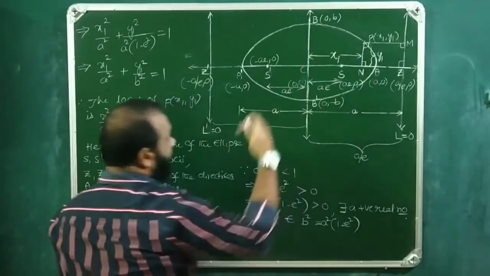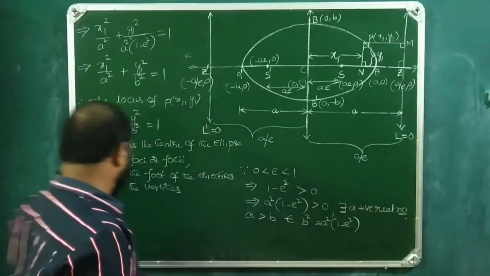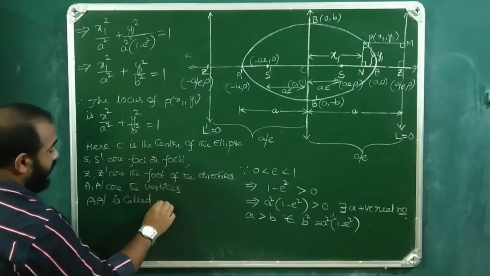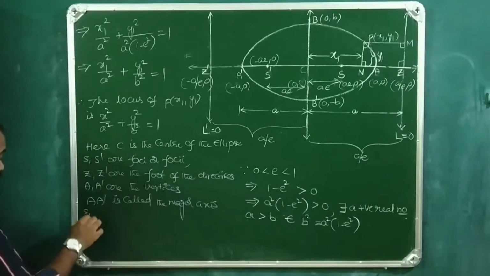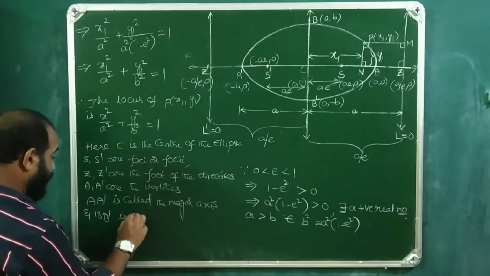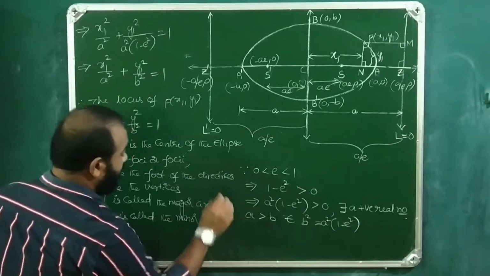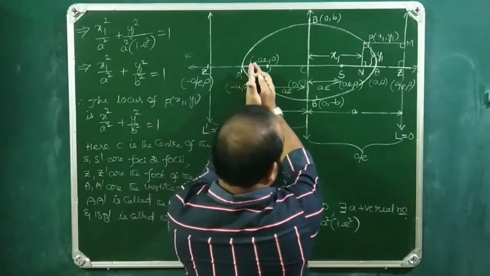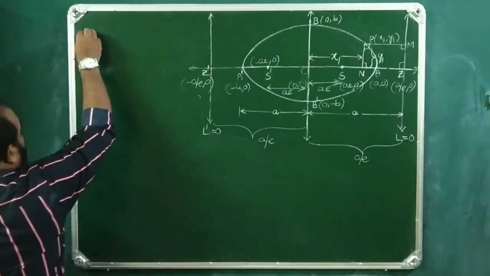And here B comma B dash. So here AA dash is called the major axis, and BB dash is called the minor axis, because here A is greater than B. So this is A and this is B. So A is greater than B. Note.